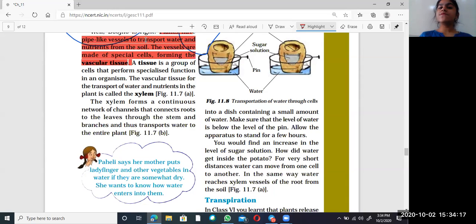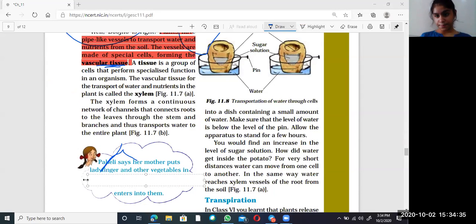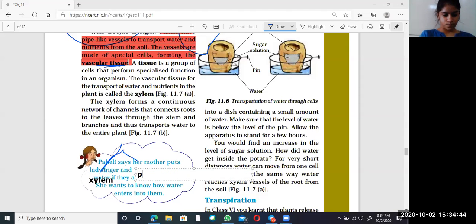Now everyone, these vascular tissues, listen to me very, very carefully everyone. Your vascular tissue is further divided into two types. Let me type that. Your vascular tissue is divided into two types. Number one, your xylem tissue, and number two, your phloem tissue. Let me explain.